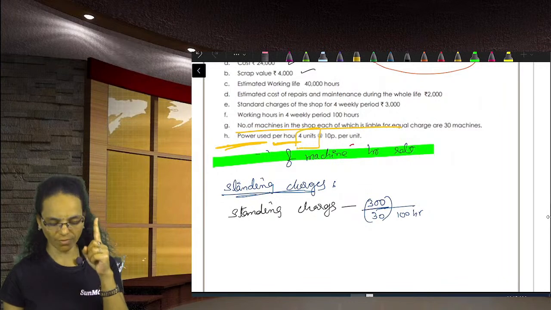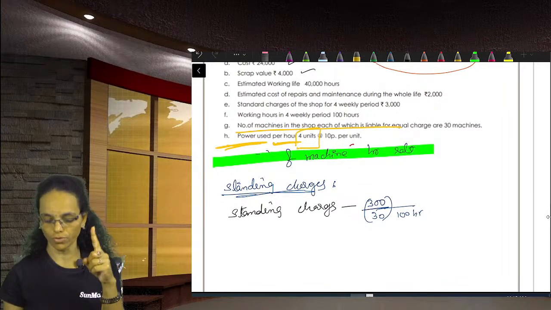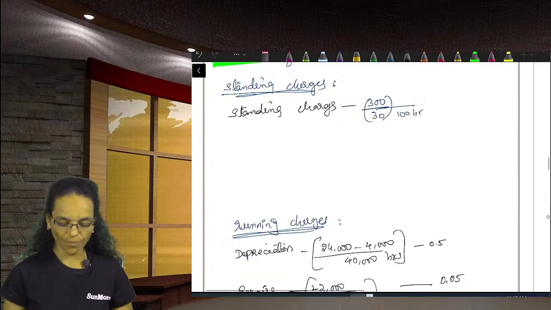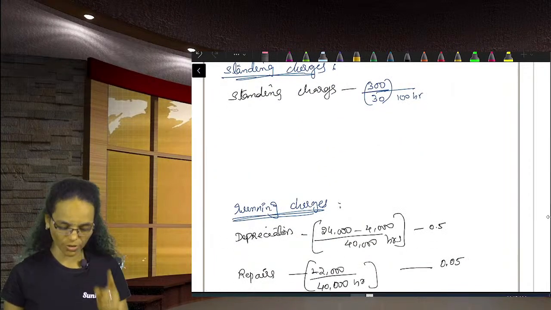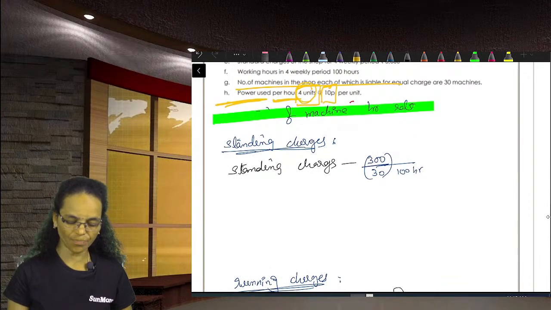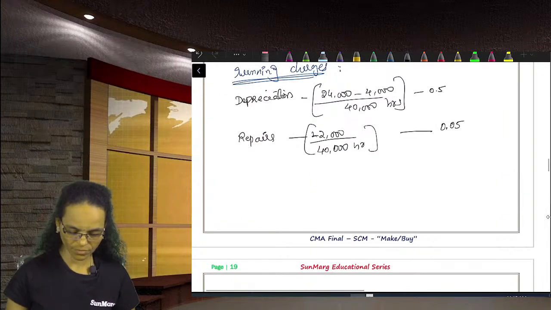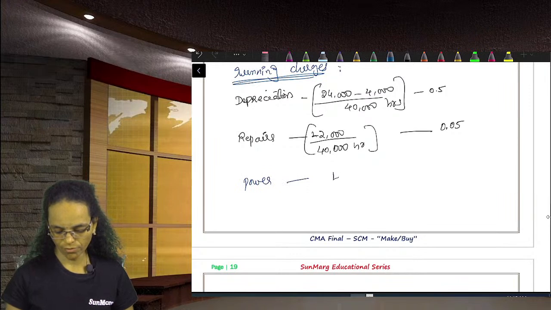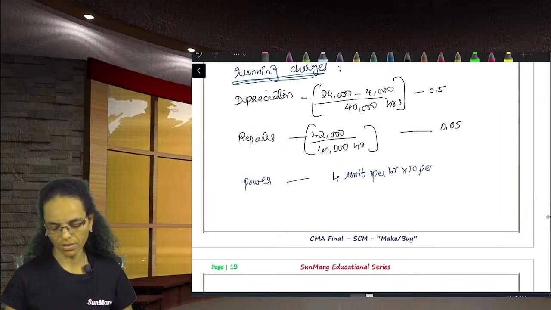For 1 hour we are using power for 4 units, and that is 10 paisa per unit. So we are talking about per hour only. So per hour we are consuming 4 units. 1 unit cost is 10 paisa. Power 4 units per hour and 10 paisa per unit.